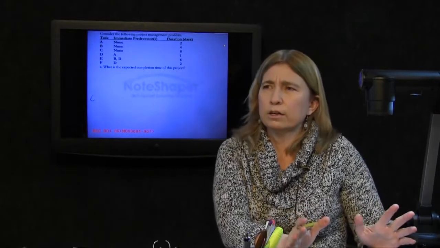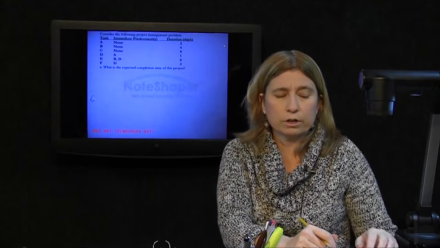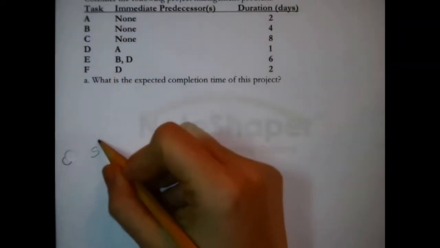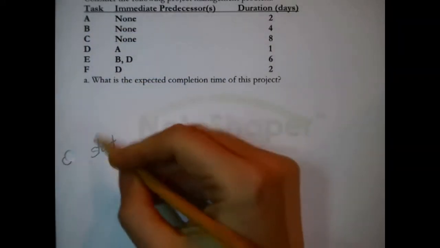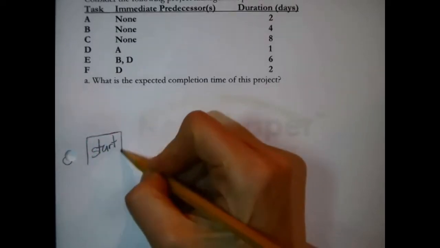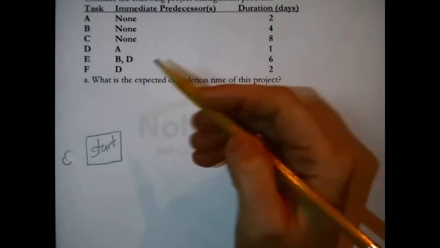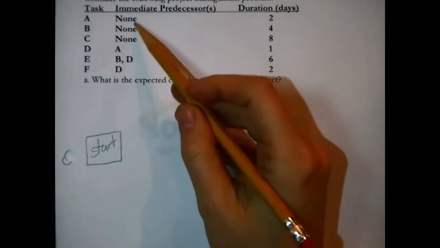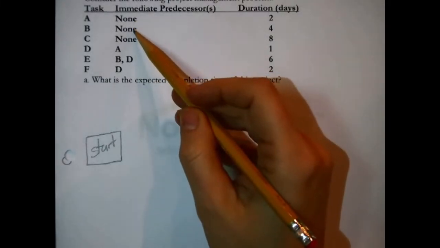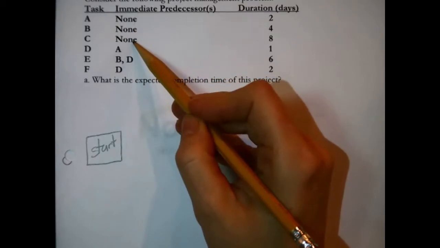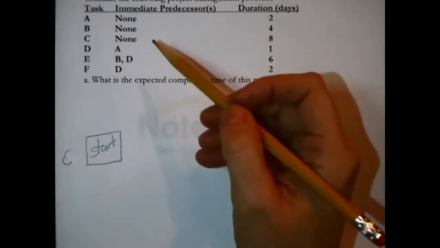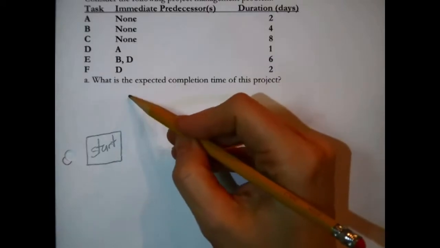But at any rate, drawing a network, the first thing to do is draw the starting node. It's nothing more than just a label that represents getting started on this project, whatever it is. The start is here. All right, what do you do next? Look at the data, look for any task that does not have any immediate predecessors. Well, there's 3. Okay, draw them.